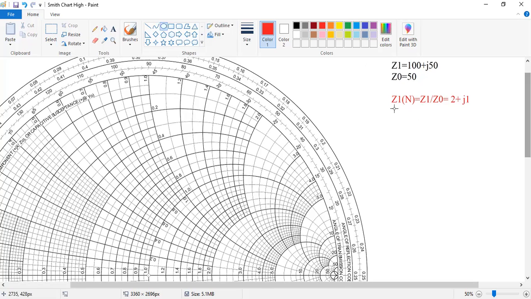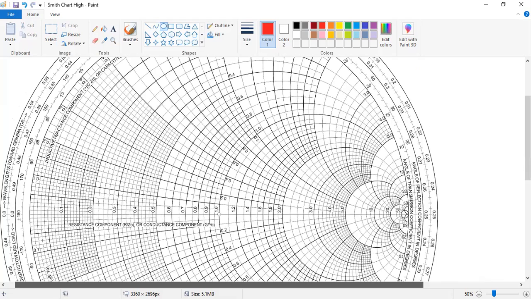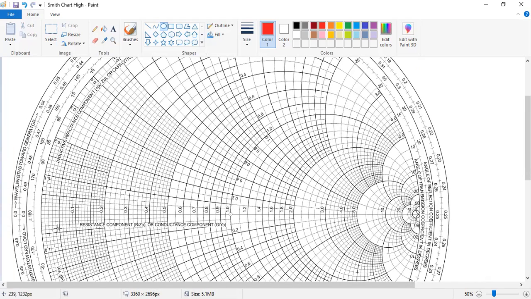Now, how to plot this point? We'll come back to the Smith chart. On the Smith chart, if you come to this horizontal line, here it is 0. This is 0.1, 0.2, 0.3, 0.4, 0.5, 0.6, 0.7, 0.8, 0.9, and 1. This 1 is the center of the Smith chart. Okay. And here if we go, 1.2, 1.4, 1.6, 1.8, 2, and directly 3.